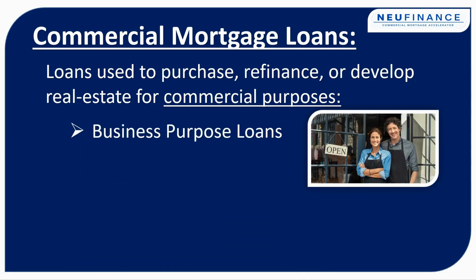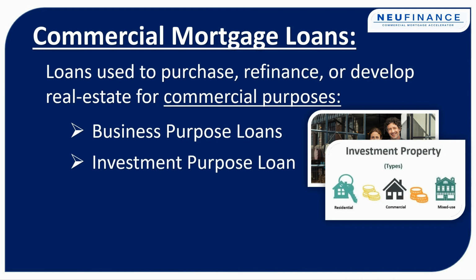Number one is the loan for business purpose. If it's for business purpose, maybe opening up a restaurant or something along those lines. Or if it's an investment purpose loan, meaning it's a purchase for a residential or commercial property where the borrower intends to just lease it up, get a tenant in there, and earn money on that rent.